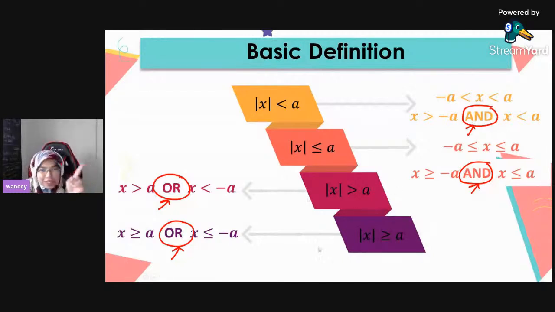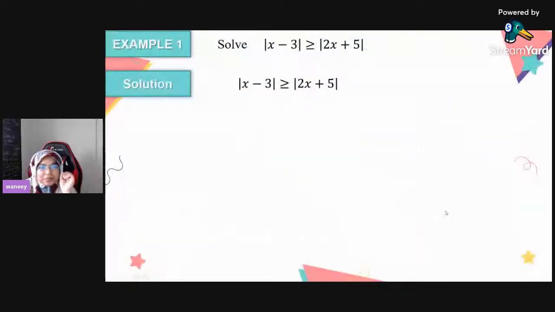You should memorize this. Macam mana nak ingat? Kena hafal lah. Tak tahu lah macam mana nak hafal tapi kena hafal. If you don't want to memorize them, you should remember the definition of absolute value. That will help a lot.